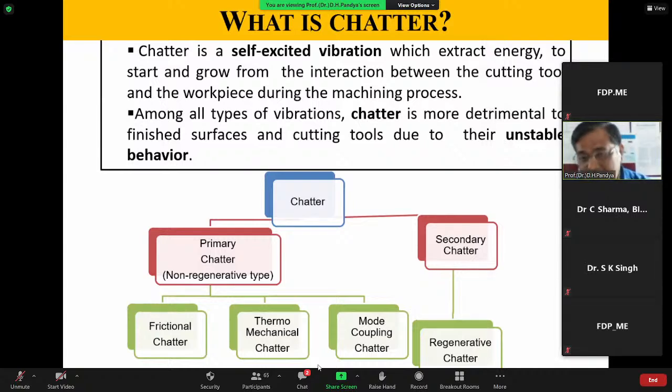Now, what is the classification of chatter? Chatter can be classified as primary chatter and secondary chatter. Primary chatter generally comes in a steady-state condition. The most common type of chatter is regenerative chatter, which all researchers keep in mind as a future scope of research. So that is regenerative chatter.